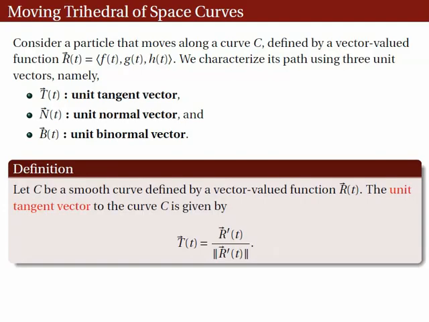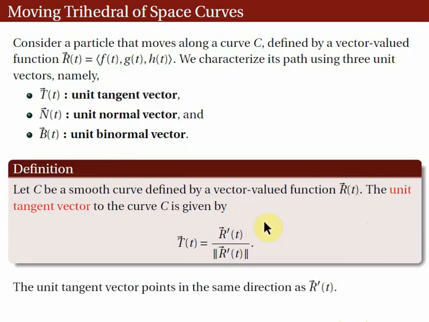Let's start with the unit tangent vector capital T. Let C be a smooth curve defined by a vector-valued function r of t. The unit tangent vector, denoted by T, to the curve C is given by this expression, r prime of t over the norm of r prime of t. It is clear from this definition that T is a unit vector. Moreover, it points in the same direction as the vector r prime of t.